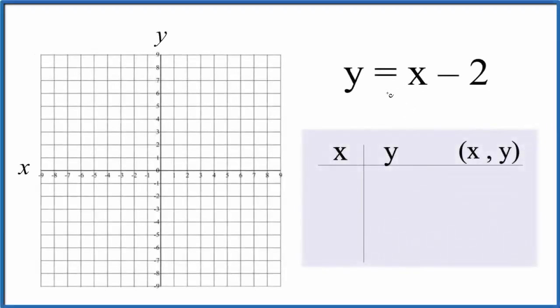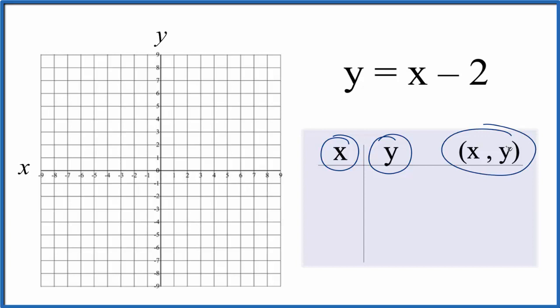Let's graph the linear equation for y equals x minus 2. And we'll do it two ways. First, we'll put values in for x, find the corresponding values for y, and then we'll graph that. Then we'll check our work with the slope-intercept formula, y equals mx plus b.